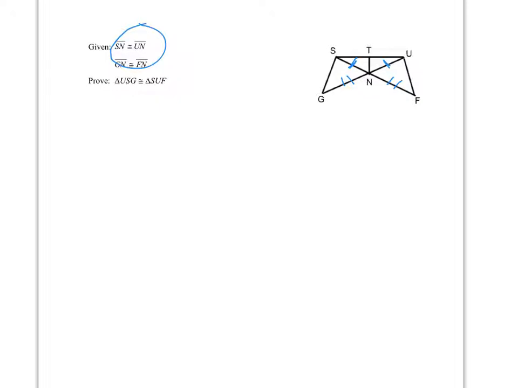But what we can do, and it is pretty clear here, is prove these triangles congruent, right? So if we prove SNG and UNF congruent, then maybe we can use something from that to get us to USG and SUF. Okay, so I'm going to write just mostly the statements and not all the reasons, just to save some time here.